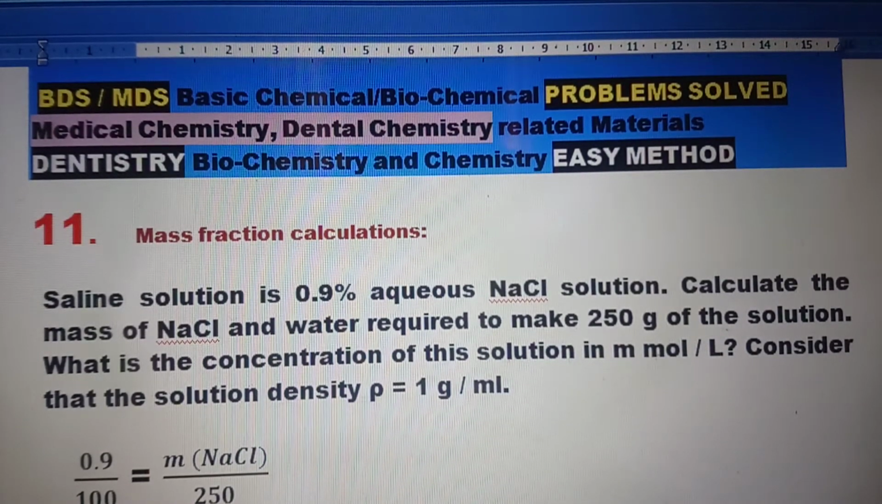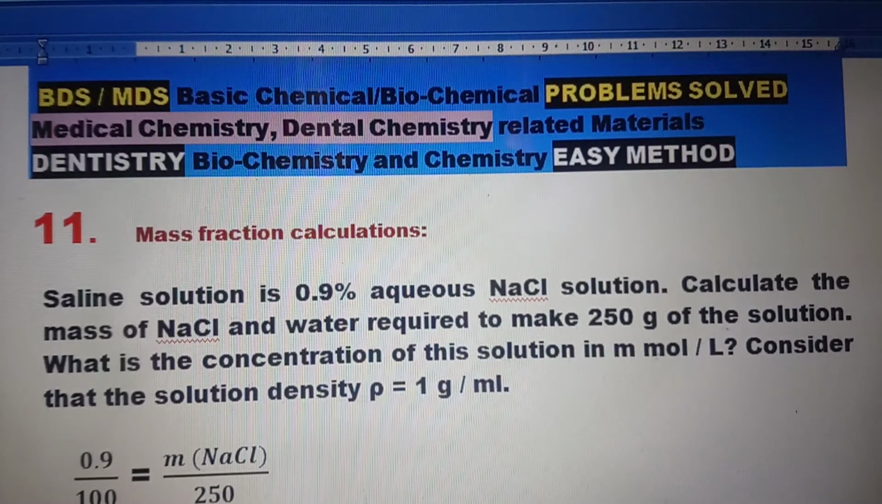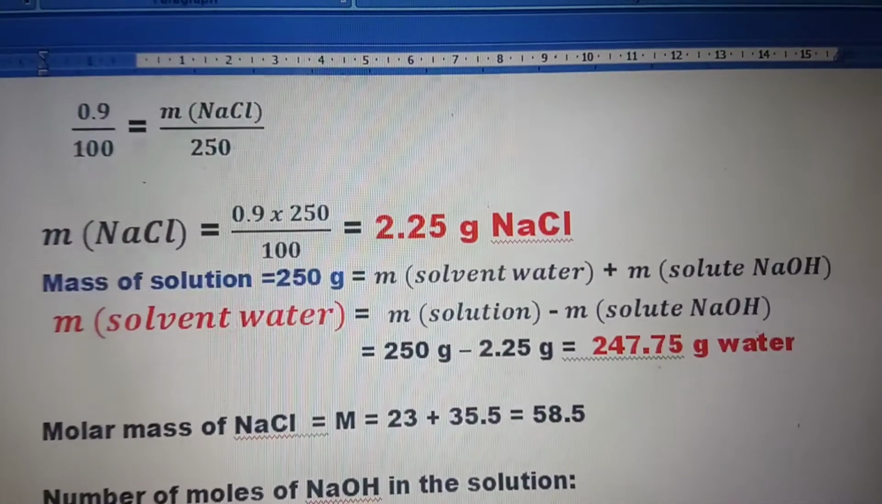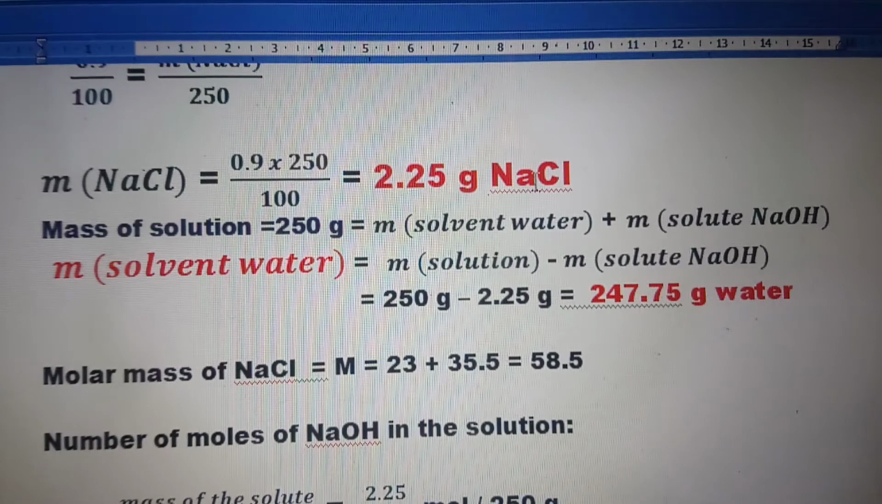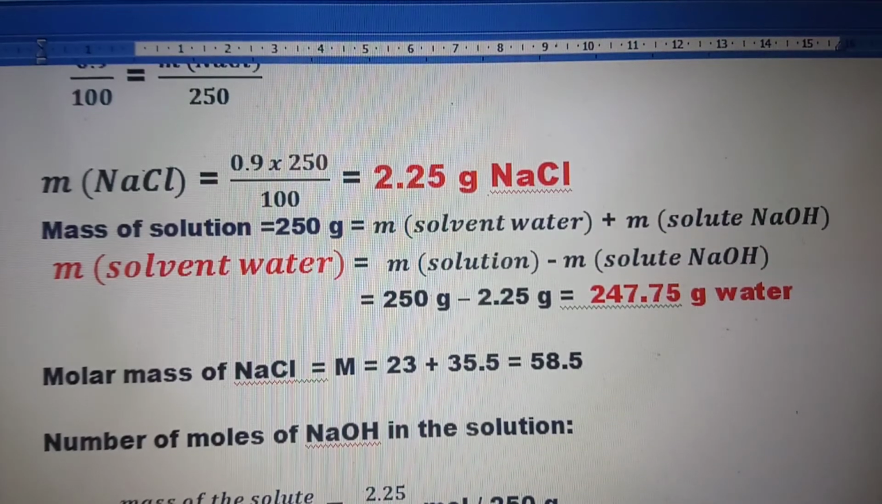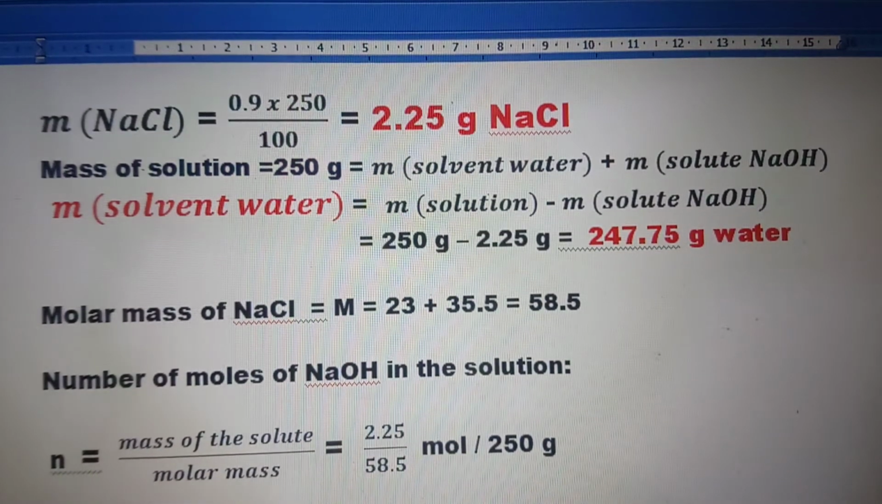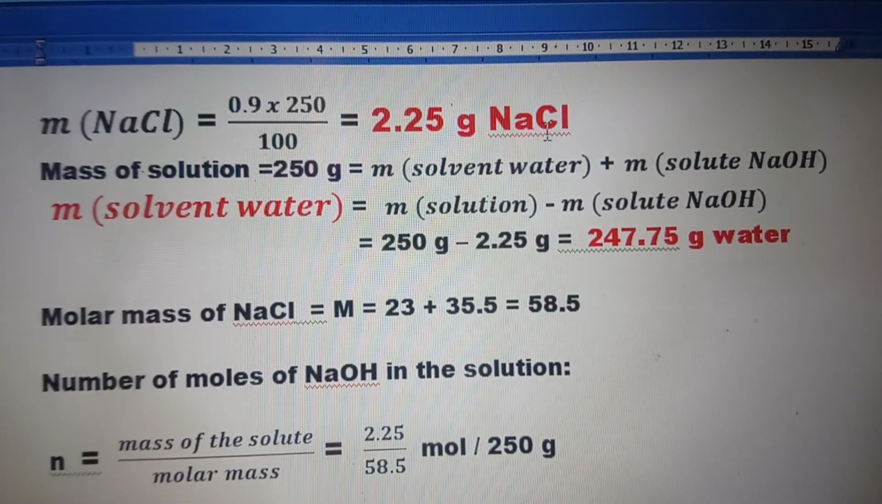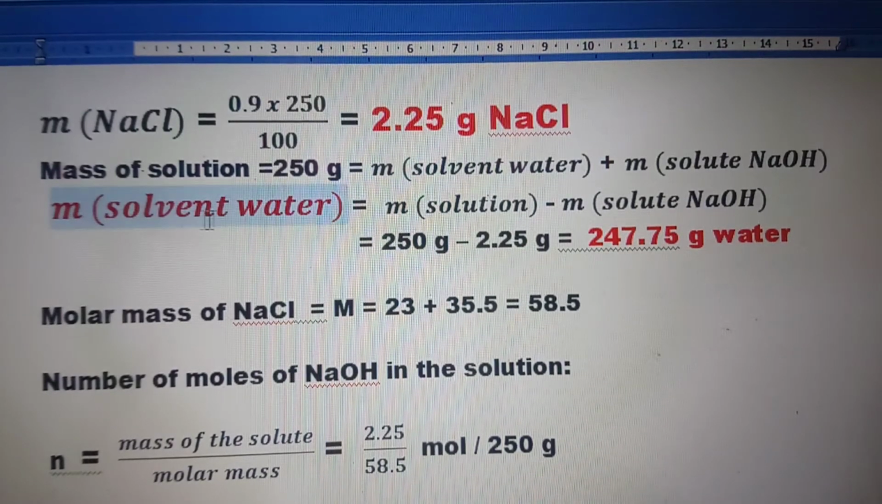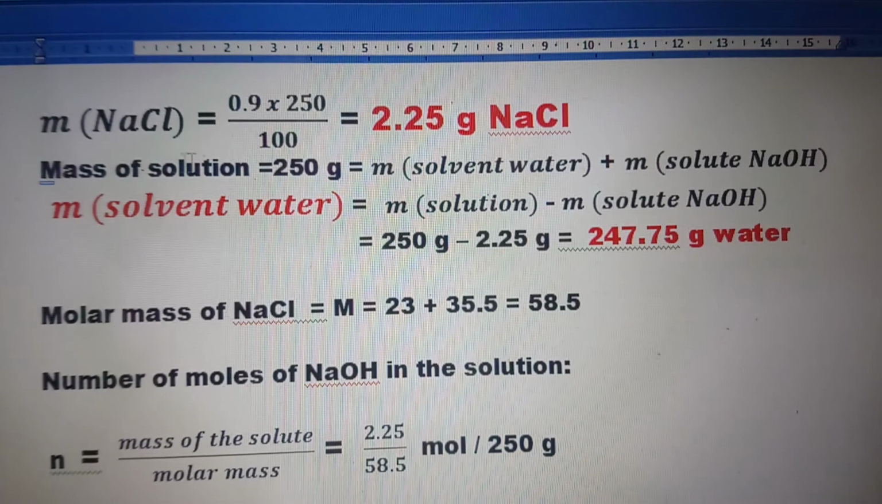Therefore, we got the mass of the solute in the 250 grams of the solution. Then what should be done? See, from this we have 2.25 grams of sodium chloride, and the next procedure is very simple. The mass of sodium chloride obtained is 2.25 grams. Therefore, we will get the mass of the solution. What is the mass of the solution?